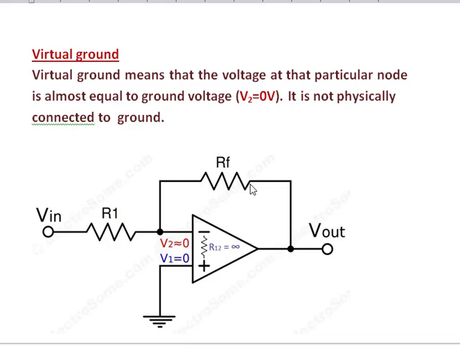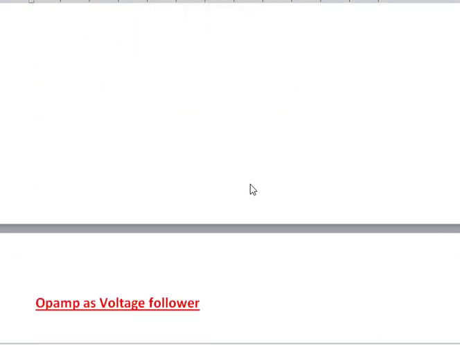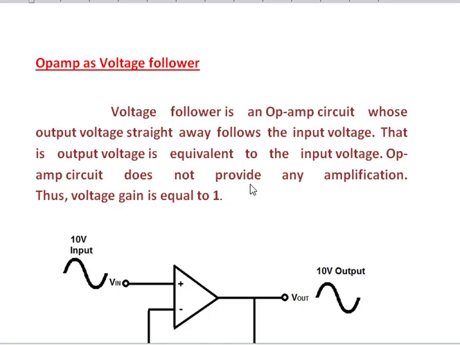And what is virtual ground? How a virtual ground is connected in an operational amplifier, and what is the difference between the ordinary ground and the virtual ground? And what is a voltage follower? How the input voltage is followed by the output, etc. These are the characteristics and parameters of the operational amplifier.